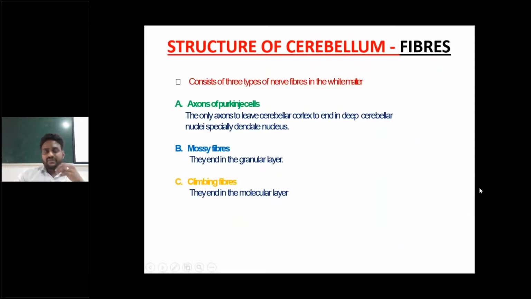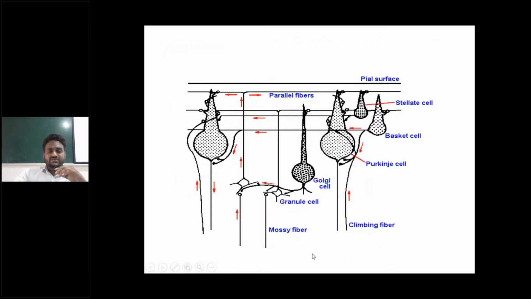Now we come to the white matter of the cerebellum. The white matter of the cerebellum is formed by fibers. Already I told you three types of fibers are there: axons of Purkinje cells, mossy fibers, and climbing fibers. In this picture also we can see the fibers. Here you see the mossy fibers, and these are the climbing fibers. Mossy and climbing fibers are the afferent, meaning input, fibers of the cerebellum.